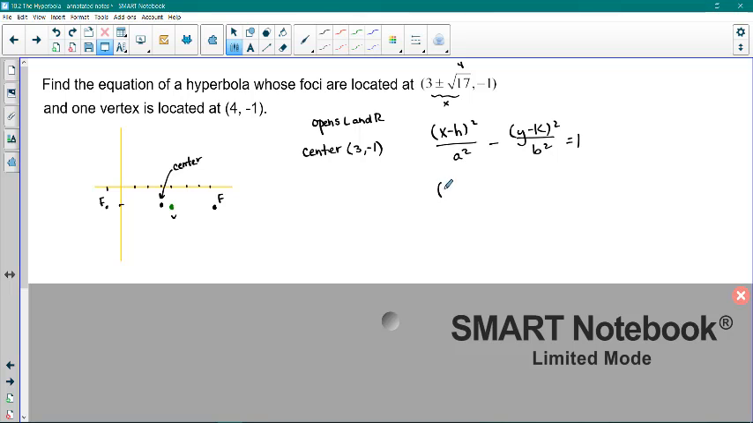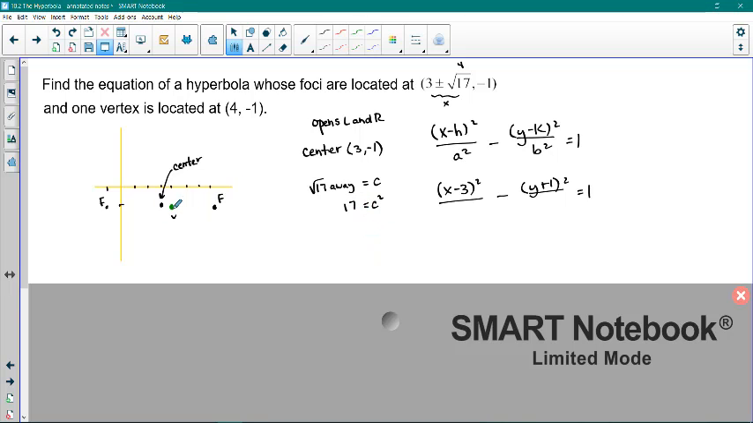Well, wonderful, because now I can say that's x minus 3 quantity squared, over, y plus 1 quantity squared over, equals 1. I just need to find a and b. Well, let's think about, again, the focus. The foci, we know that they are square root of 17 away from the center. So that must be c, which means c squared is 17, okay?